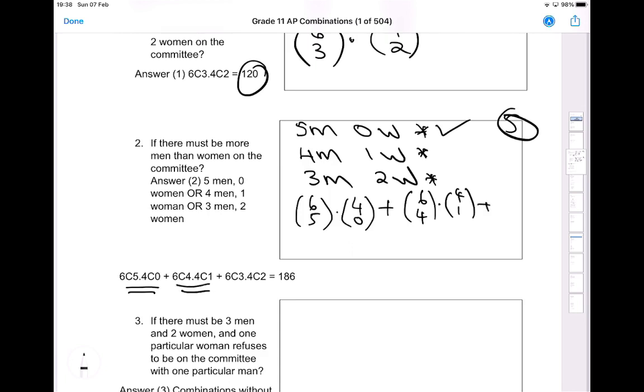And then finally, we actually could have 3 men and 2 women. Now the 3 men are chosen from 6, so we're choosing 3 from 6. And the 2 women that we need to choose are chosen from 4. So that is 4 choose 2. Take those numbers, add them up together, you should get 186.